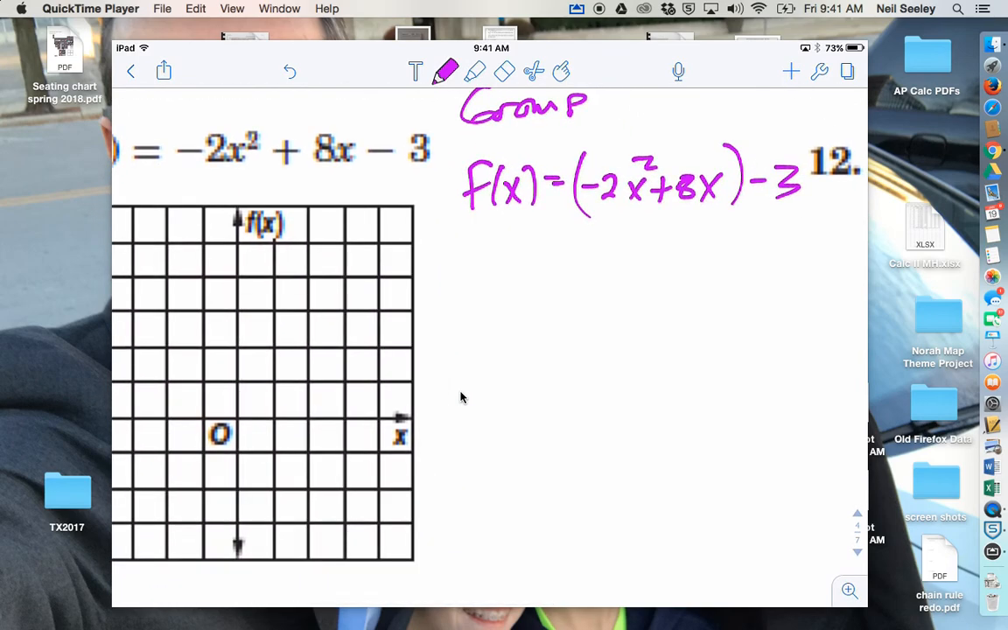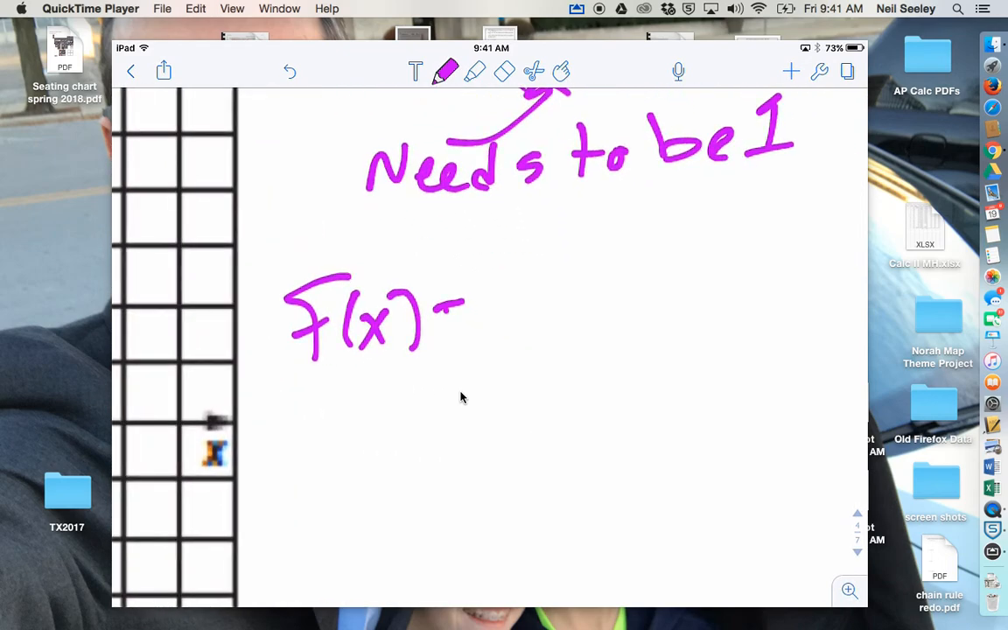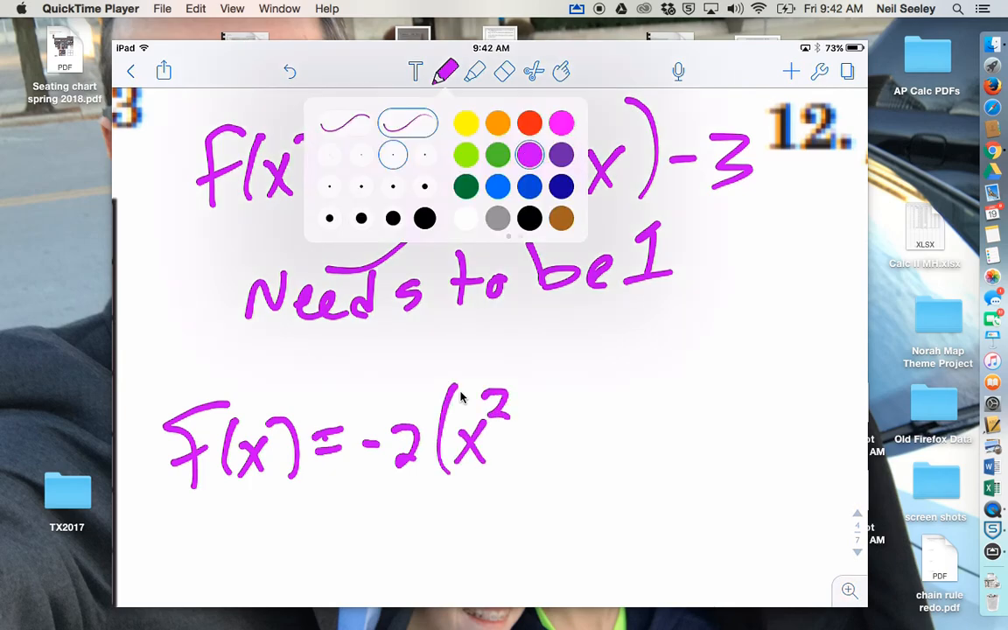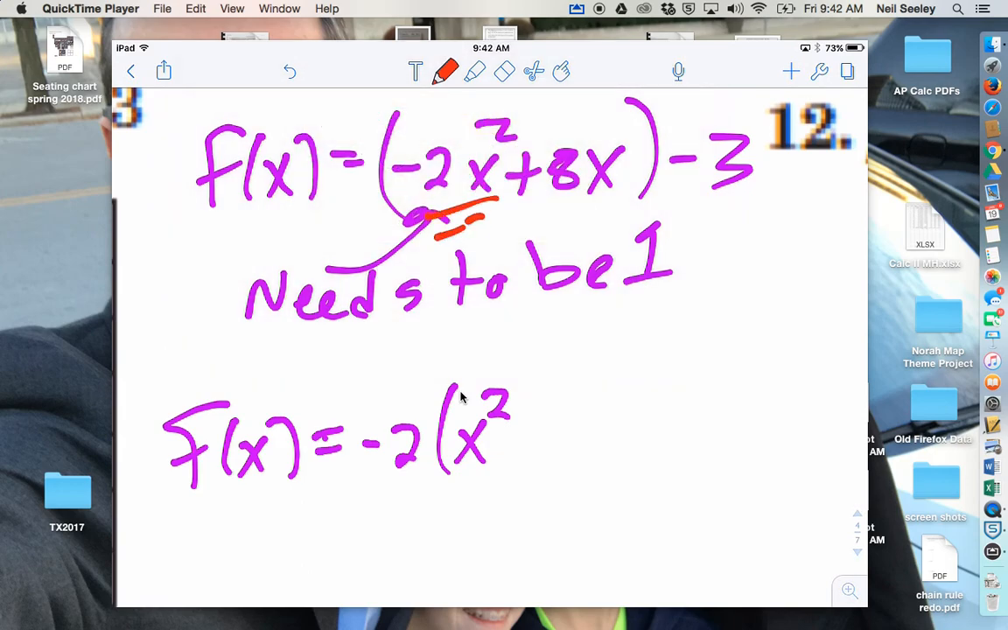And this one is not ready to complete the square because this needs to be 1. Needs to be 1 as a coefficient right there. So you have to factor it out. So this one's going to be f of x equals, if I take out that negative 2, then you get negative 2, and then the x squared after dividing out negative 2 from these. Remember, factoring is to divide out a common term, divide out negative 2. And what ends up being left is x squared, and that's a minus 4x.